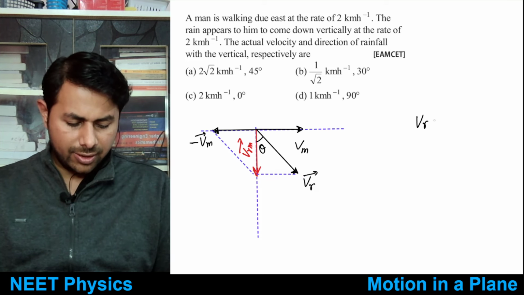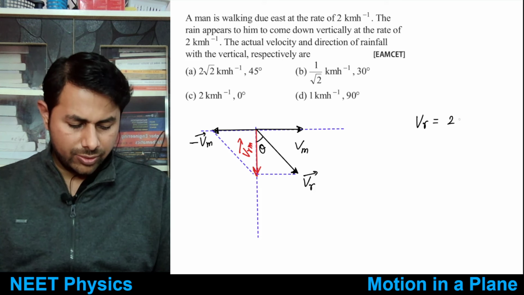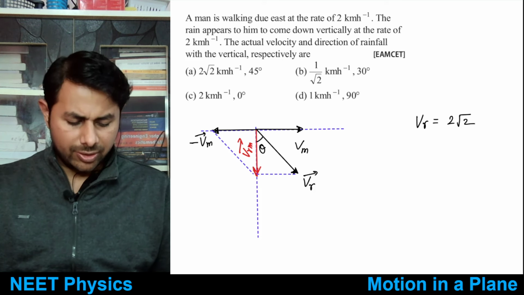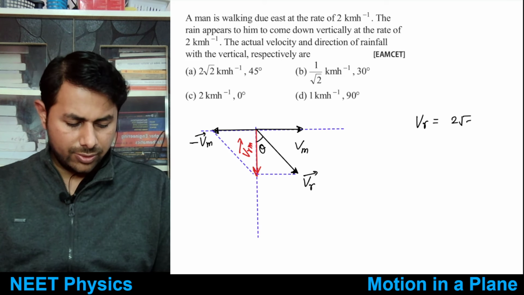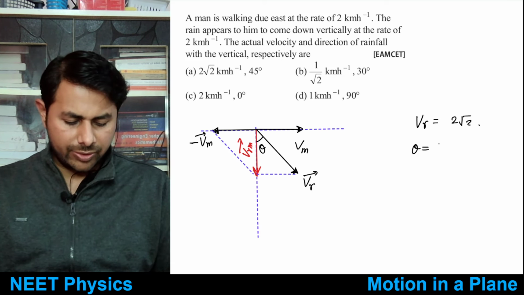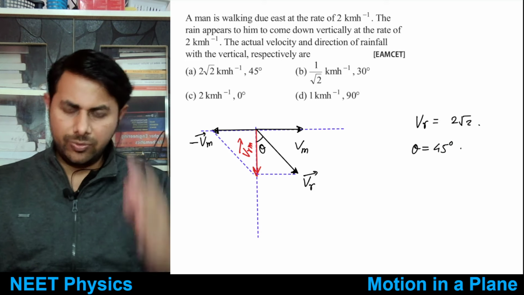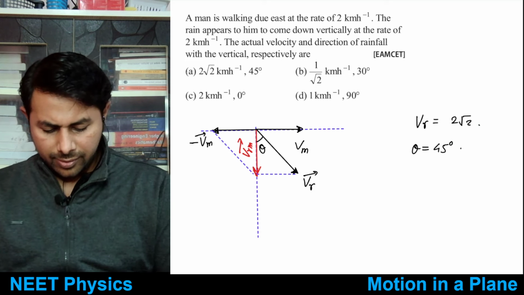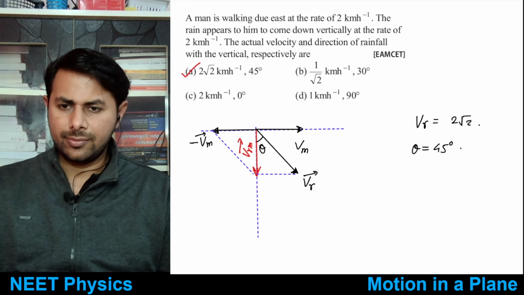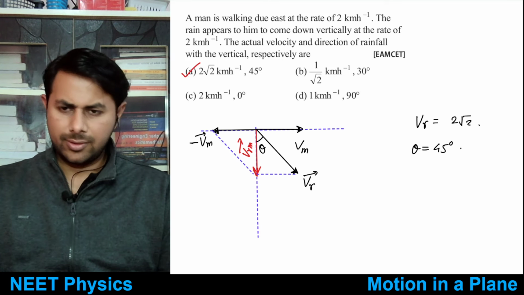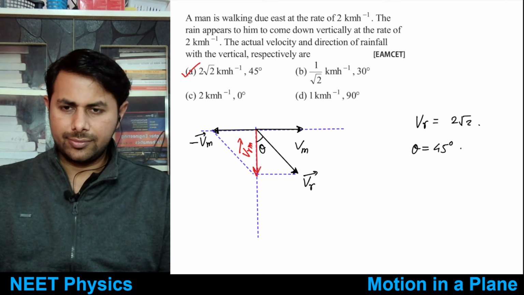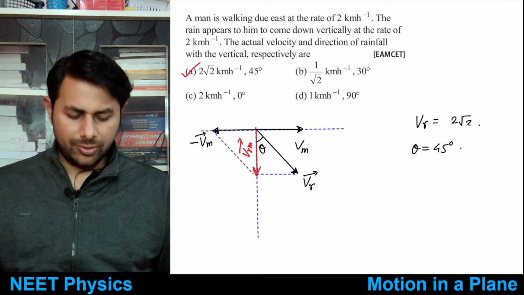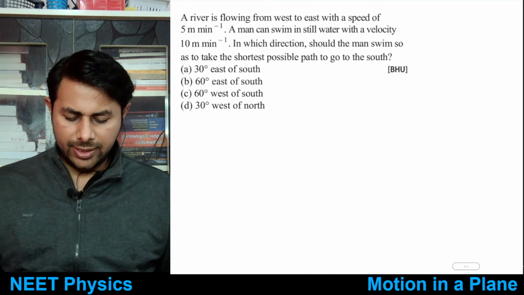So Vr, magnitude wise, is equal to 2 root 2, by the Pythagoras theorem. It's 2 root 2, and the direction theta is equal to what? 45 degrees with the vertical. Right, so this is simple. Okay, good. Let's see the next one.